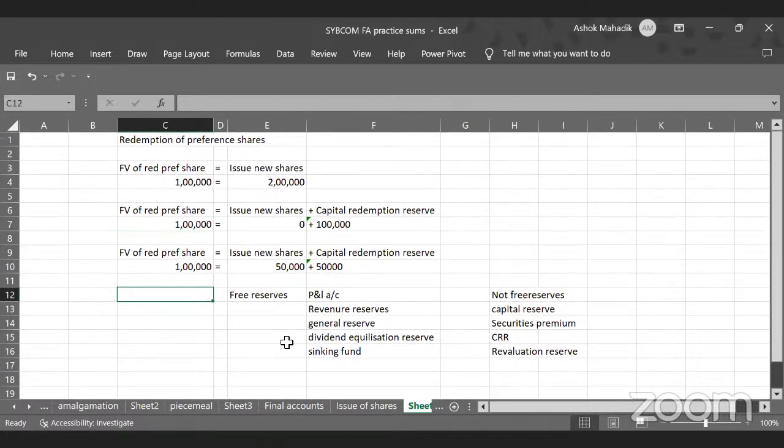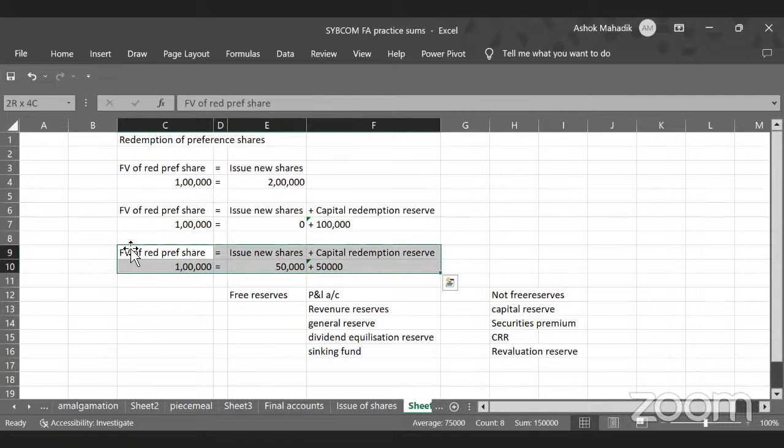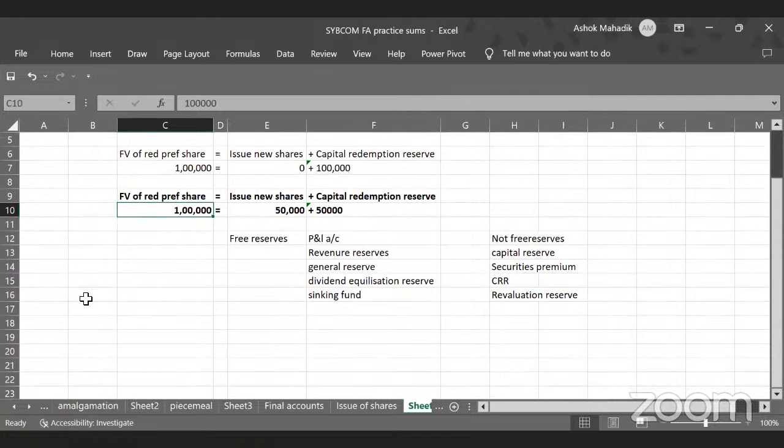While solving, students, you have to make this equation. I'll make it bold. So whenever you are solving a redemption of preference share sum, make this equation, and one more equation for premium on redemption. If you are repaying preference shares at a premium, only in that case is this additional equation required. Premium on redemption.